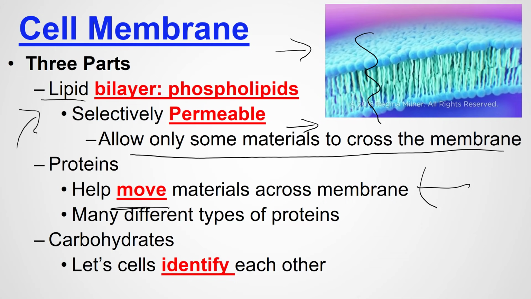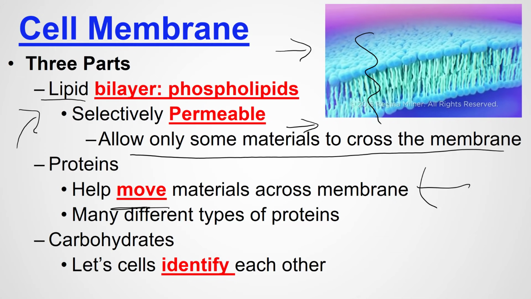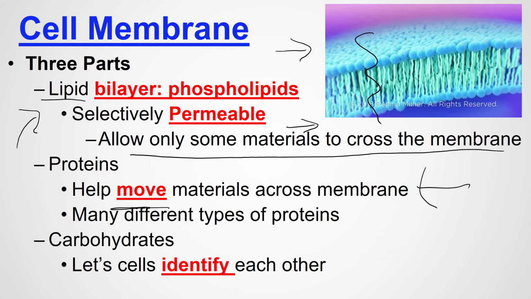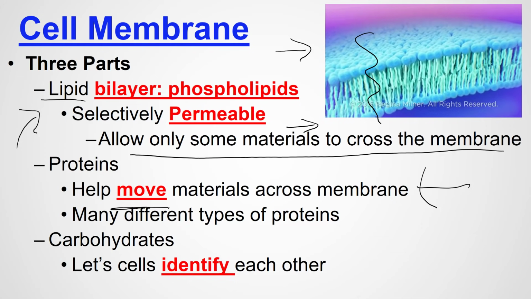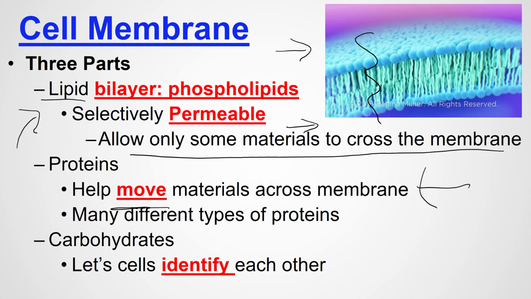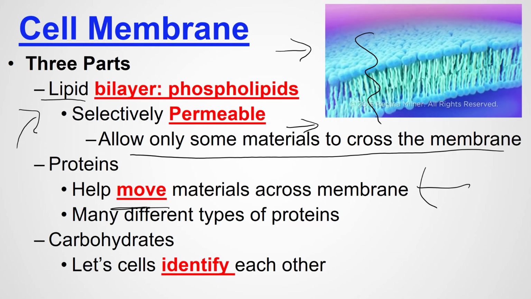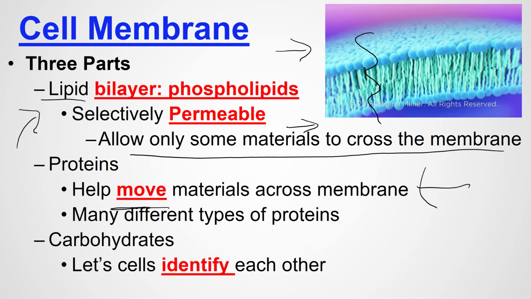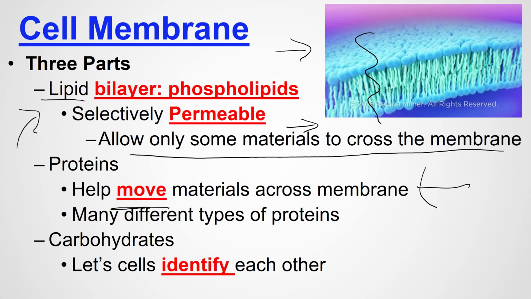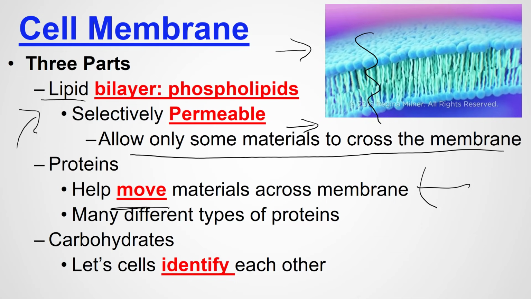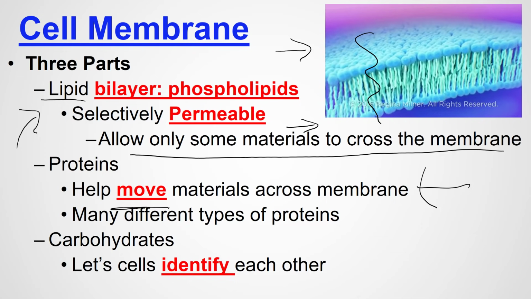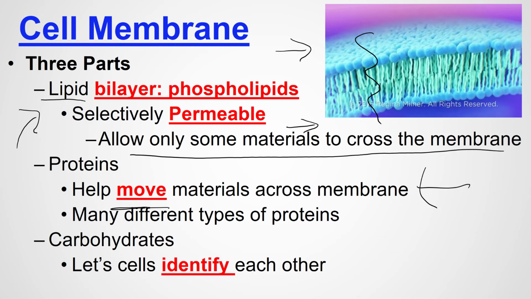Now, the third component are the carbohydrates. Carbohydrates go ahead and work almost like an ID tag to the cell. It helps cells identify other cells and make sure that it's nothing foreign that shouldn't be there. And if it is identified as being foreign, we want to make sure that the immune system cells are going to go ahead and start to attack that so that we don't get sick.